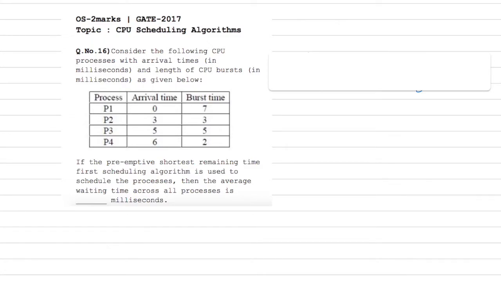So in this video, we are going to see an operating system 2 marks question from GATE 2017 and it's based on the topic of CPU scheduling algorithms. Let's read what the question is. Consider the following CPU processes with the arrival times and the length of CPU burst as given below.